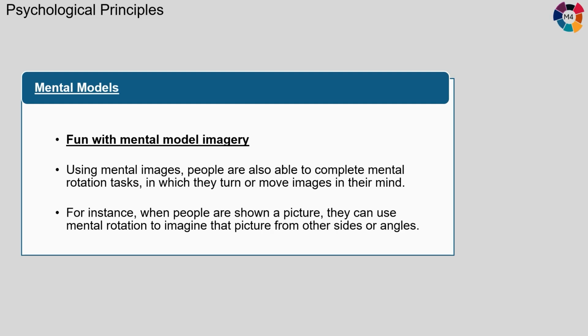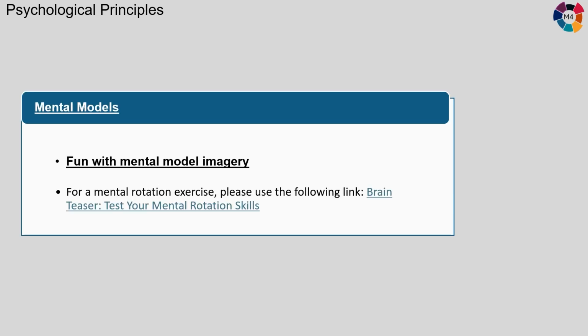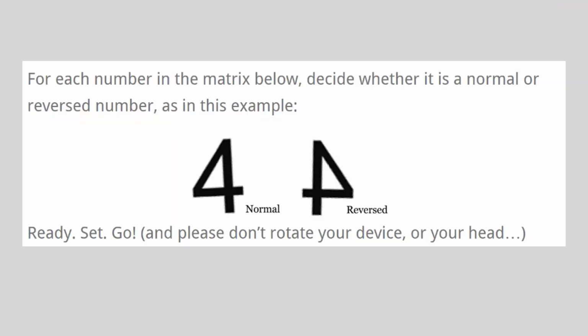Using mental images, people are also able to complete mental rotation tasks in which they turn over or move images around in their mind. For instance, when people are shown a picture, they can use mental rotation to imagine that picture from other sides or angles. For a mental rotation exercise, you can use this link that will be below or follow along. For each number in the matrix that will be shown on the next screen, decide whether it is normal or reversed, as in this example.